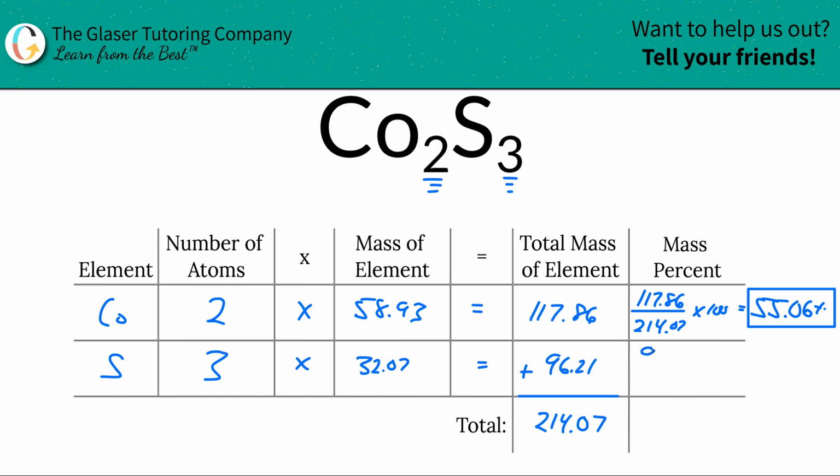All right. And then we're going to do the same thing now for sulfur. We're going to take the total mass of that sulfur, which was 96.21, divide it by 214.07, and multiply that by 100. And we're going to get a percent here of about 44.94. And if this is done correctly, these two percentages should add up to what? What do you think? You got it, 100%. All right, and they do, so I'm pretty sure we're good.